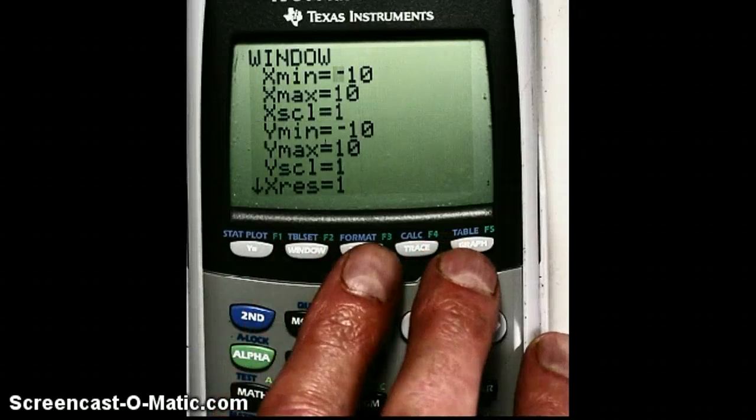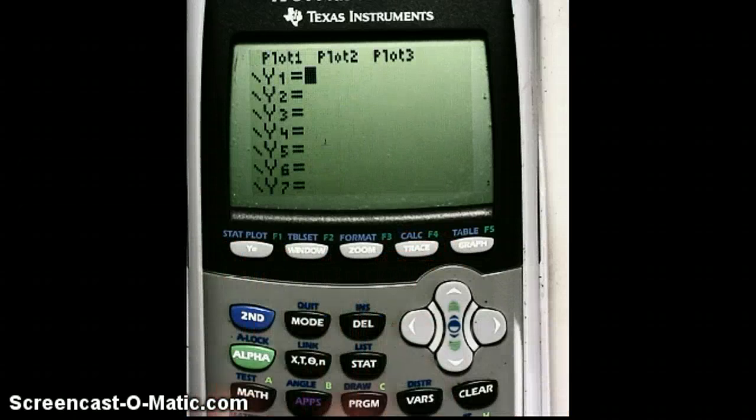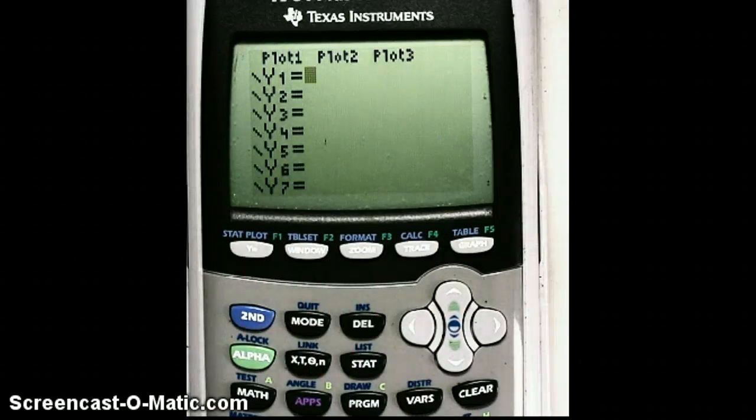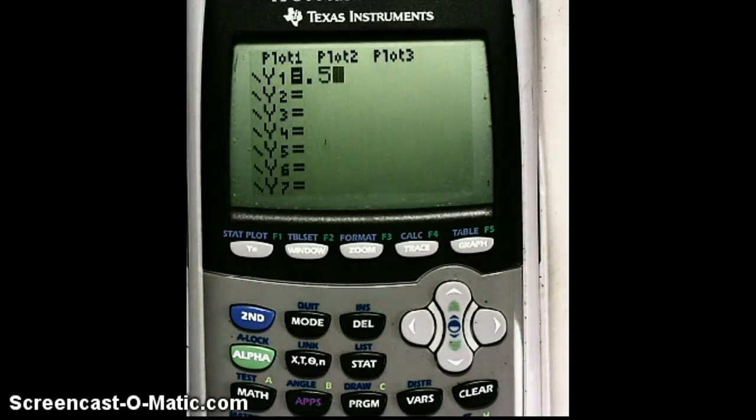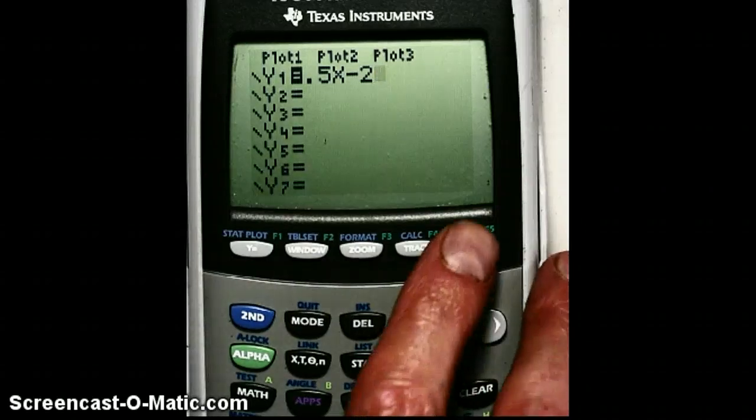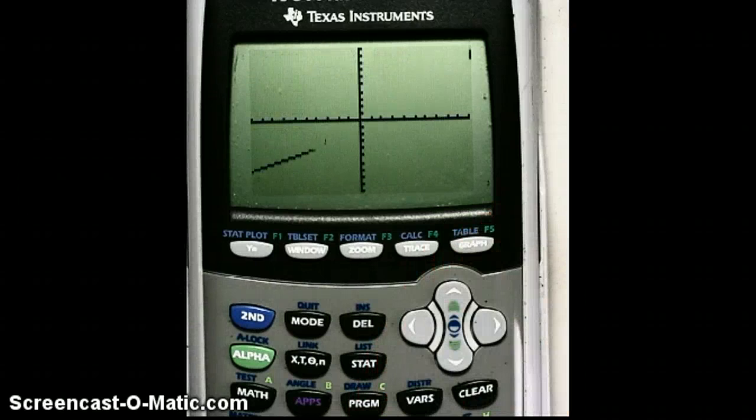Okay. So let's plot in here, let's just do a little equation. Y equals, let's just say 0.5x minus 2, okay? Or 1/2 x minus 2. Remember, we're going to hit graph. Okay, so there's my line. Remember, this is a linear function on the coordinate plane.